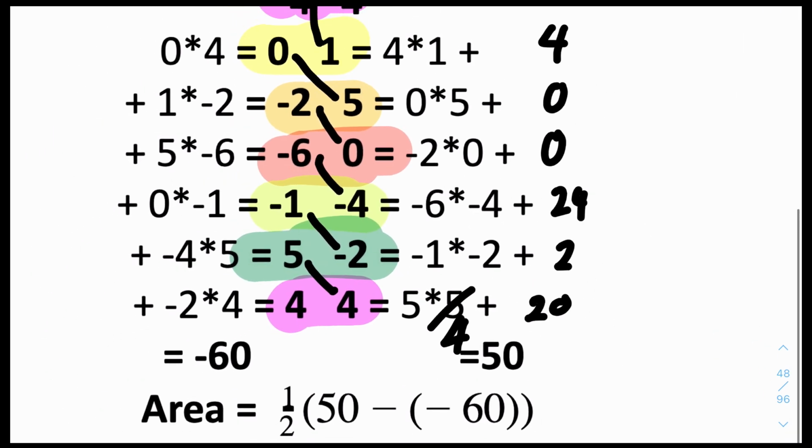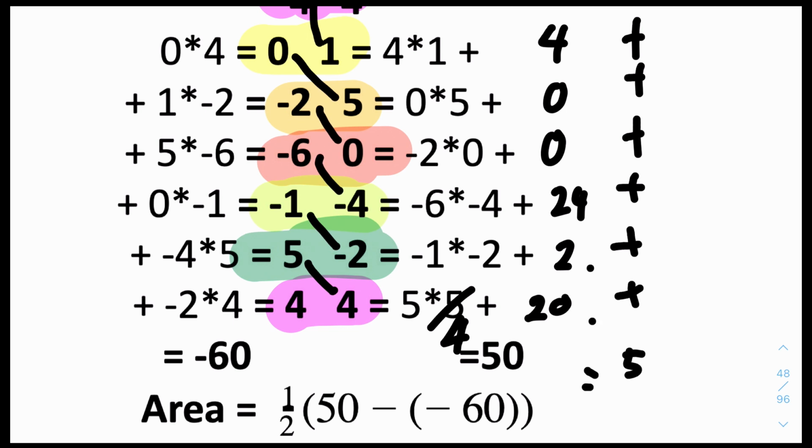And once you have all the numbers that you cross multiplied for the right hand side, you add them all up. 24 plus 4 is 28, 28 plus 2 is 30, 30 plus 20 is 50. So the right hand side you have 50 right here.